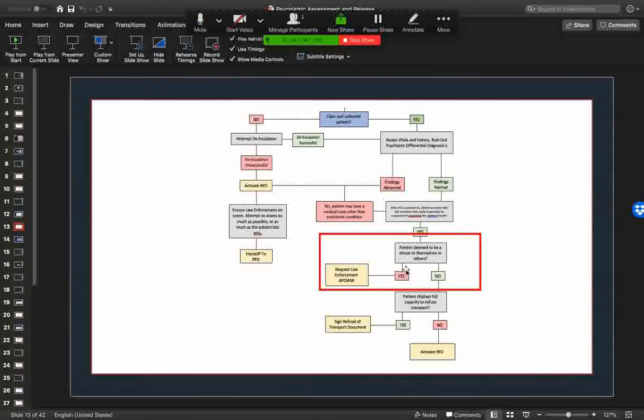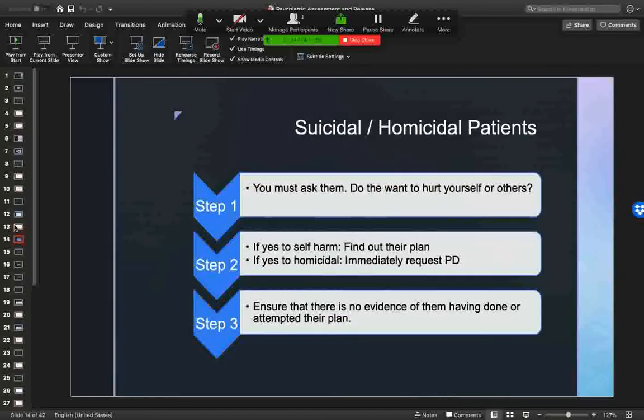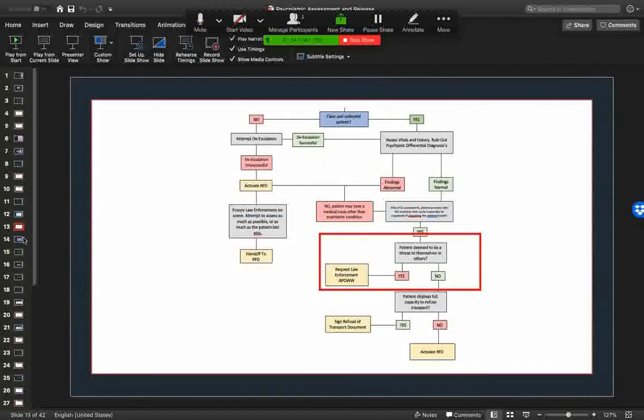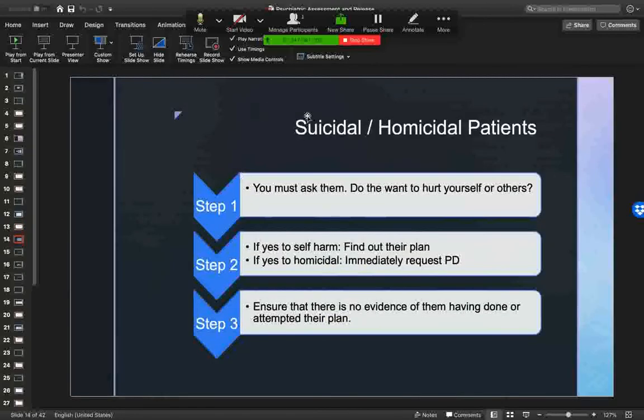themselves or others? Now we're moving on to part 2 of the course. Well, not just yet. Are they deemed a threat to themselves? Are they suicidal or homicidal? These patients, we cannot be scared of asking about this, because our role is to prevent serious injury or death. That's what we as EMTs do. If they want to kill themselves, we have to know that.